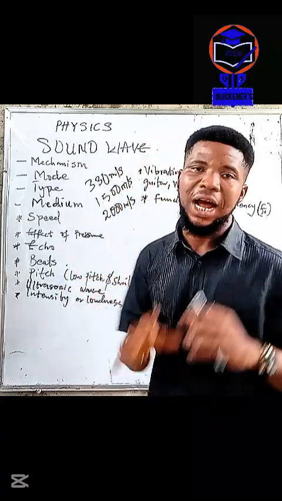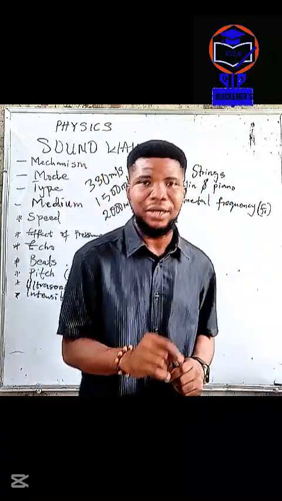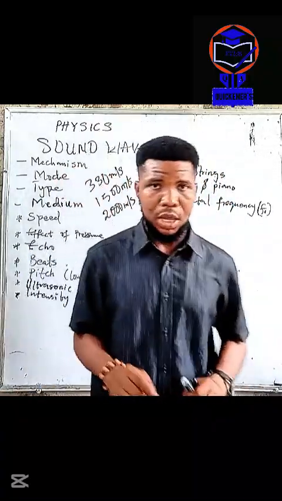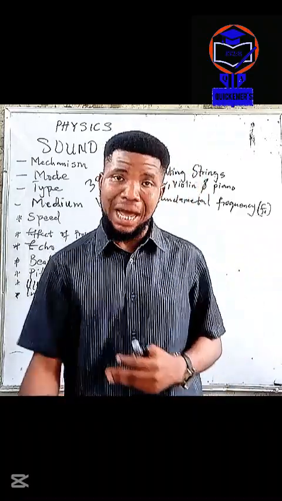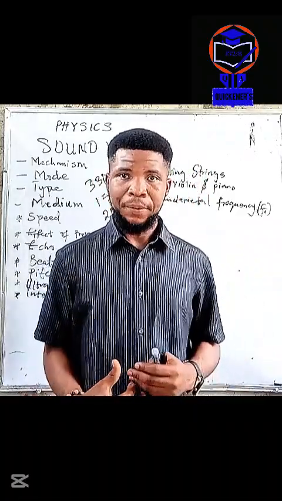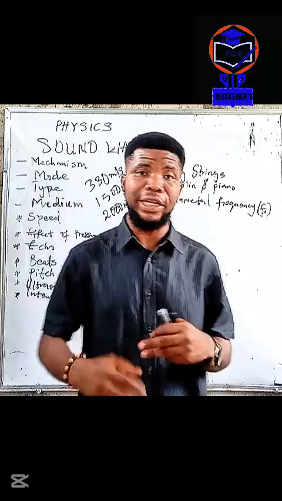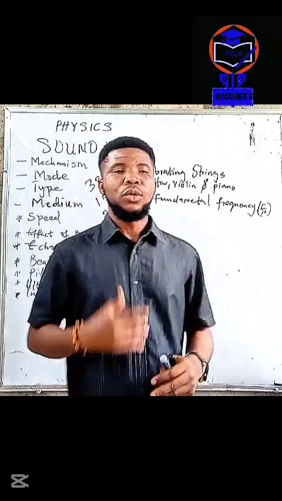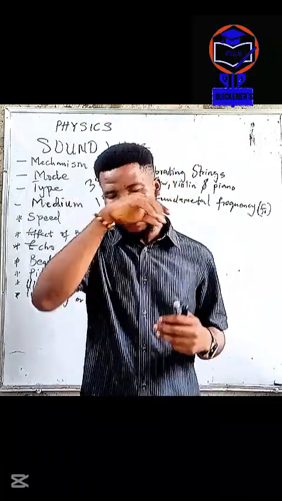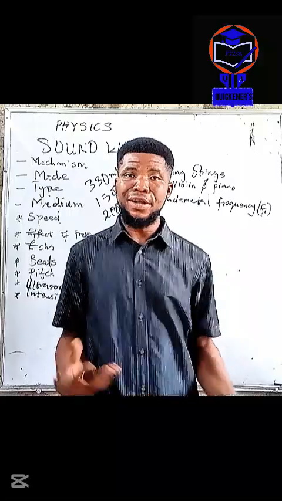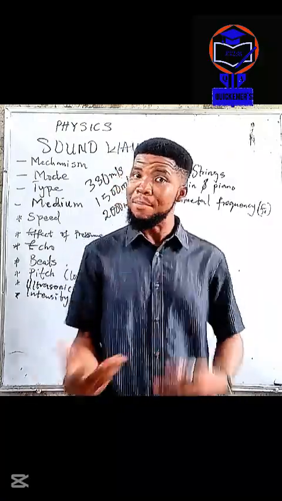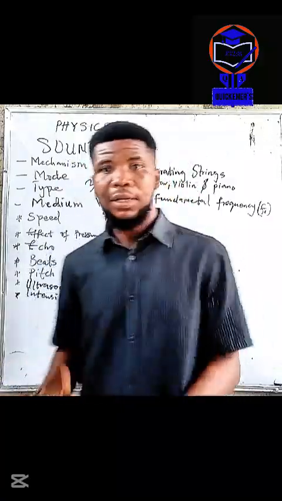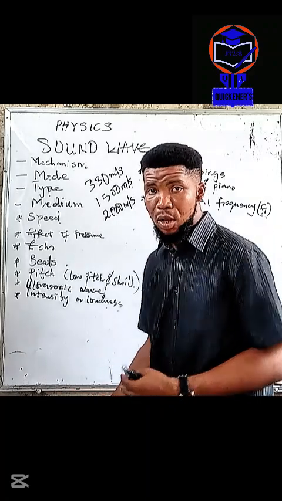Now, echo is very important because echo is used to determine the speed of sound. It is also used to determine the depth of the sea. That is what sailors use to determine the depth of the sea. An echo is also used to determine the nature of minerals. During mining, they use it to detect minerals that are on the surface below.